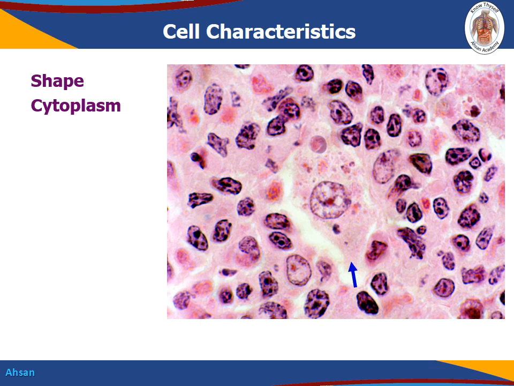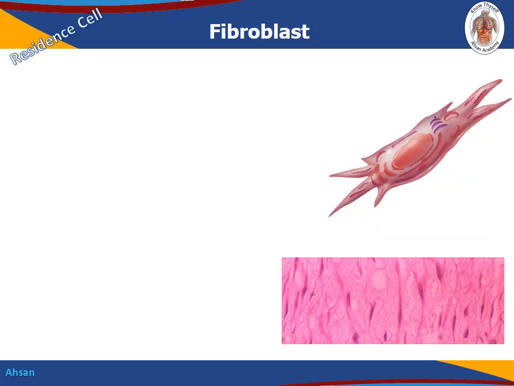Now you can see the nucleus. The nucleus here is rounded, lightly stained, and the nucleolus is prominent. In this way we can describe a cell. So we will try to describe each cell remembering these three areas. Let us start with the resident cell.